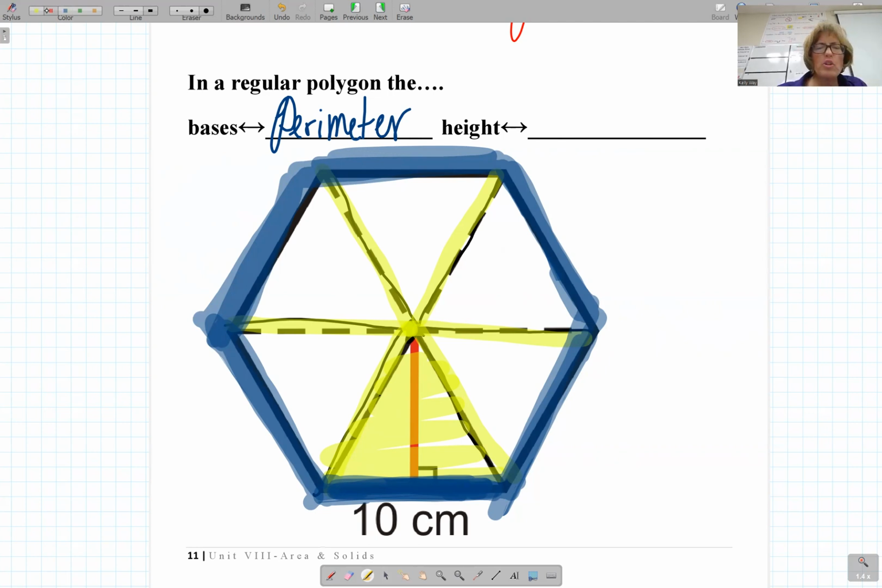Now, in this one triangle, trace the height. That has another name. I'm going to give you 5 seconds. In a regular polygon, we don't call that the height. We call it something else. Look on the previous page. Ready? 5 seconds. Try to figure it out. This is the apothem.